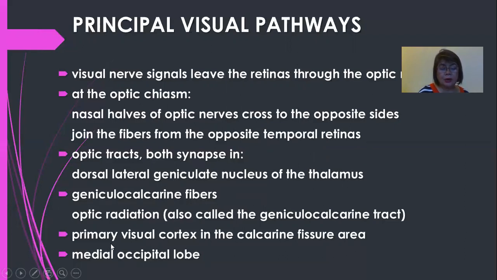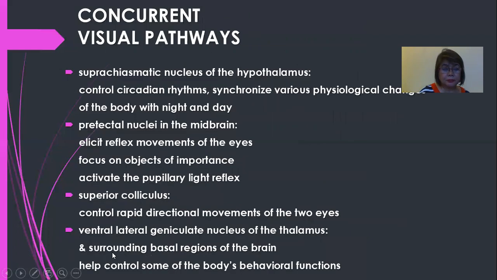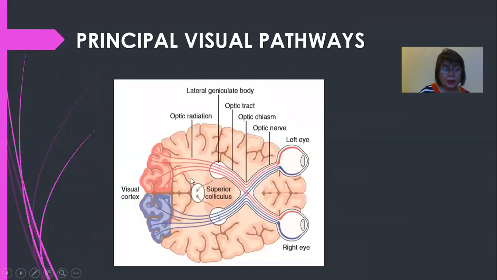It now ends up in the primary visual cortex in the calcarine fissure area, which is in the medial occipital lobe. Here, this is the medial occipital lobe.